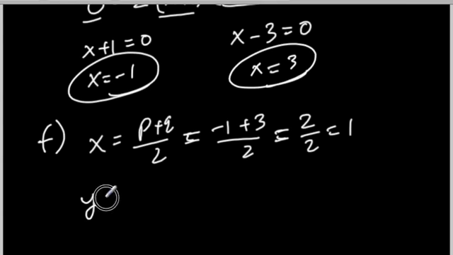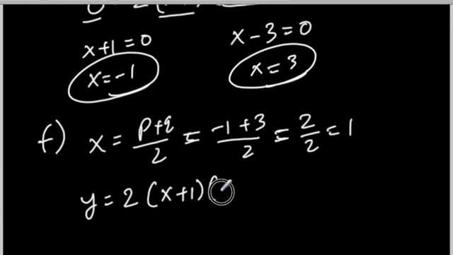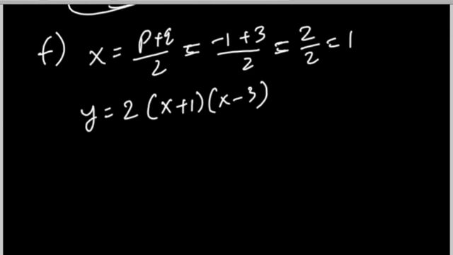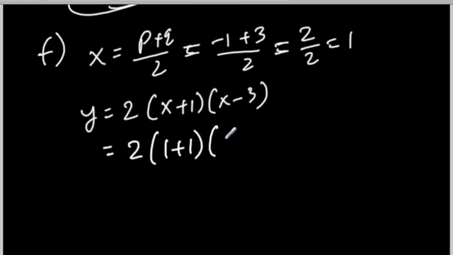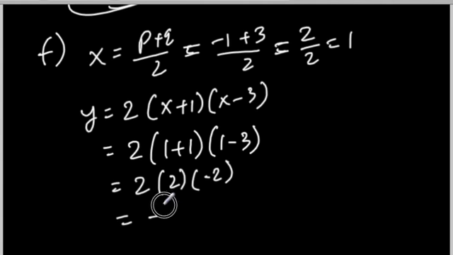Now we've got to find the y. The y-coordinate of the vertex: here's the equation, 2(x + 1)(x − 3). What we have to do is take this x-coordinate and plug it in right here. So it's equal to 2 times (1 + 1) times (1 − 3). So it's 2 times 2 times negative 2, which is equal to negative 8. So our vertex is (1, −8).